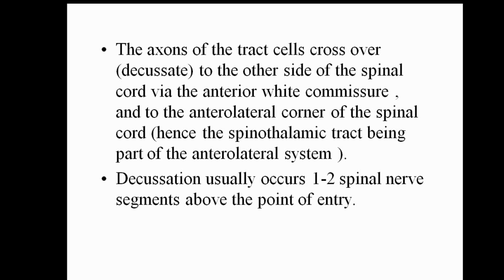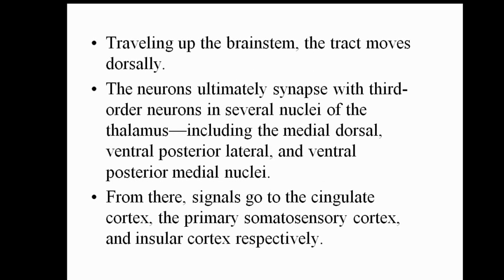Decussation usually occurs 1 to 2 spinal nerve segments above the point of entry. This is very important. This decussation usually occurs 1 to 2 spinal nerve segments above the point of entry of that nerve. Traveling up the brainstem, the tract moves dorsally.